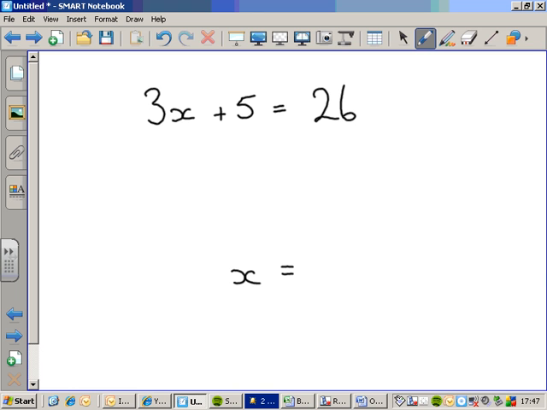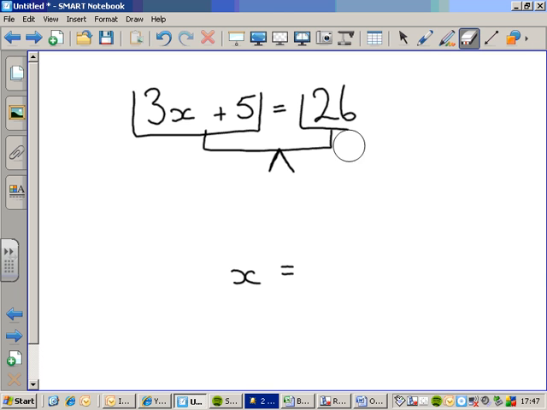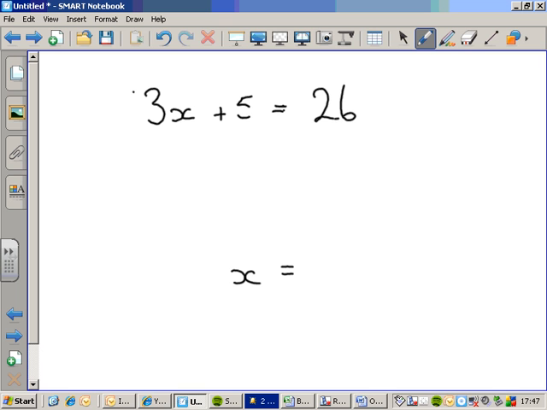We talked about the fact that our equation is like a set of scales that has to balance. So anything we do to one side of the equation, we have to do to the other side too to keep the scales balanced. If we've got 3x plus 5 and we want to end up with just x, let's get rid of the plus 5 first of all, just to leave ourselves with the x's. How do we get rid of 5? Well, we take 5 away, right? So if we take 5 away from the left-hand side, we take 5 away from the right-hand side.